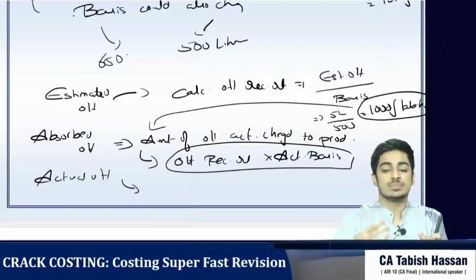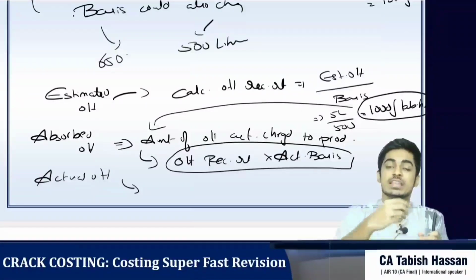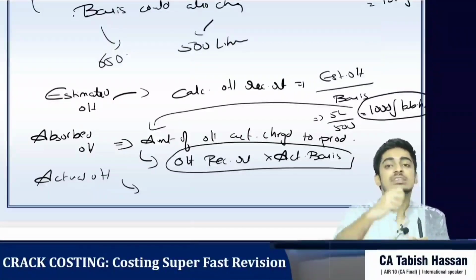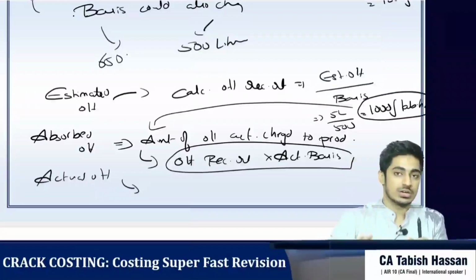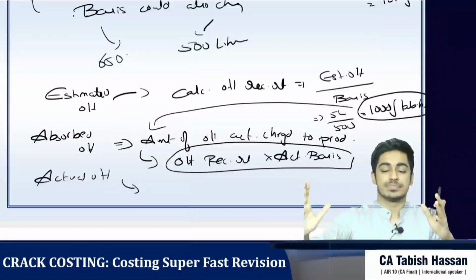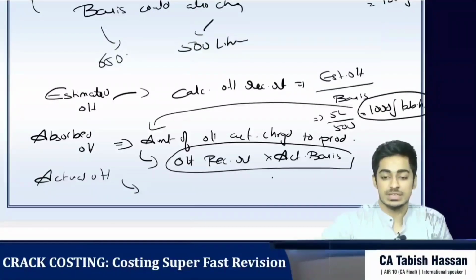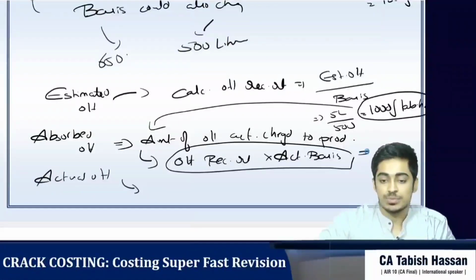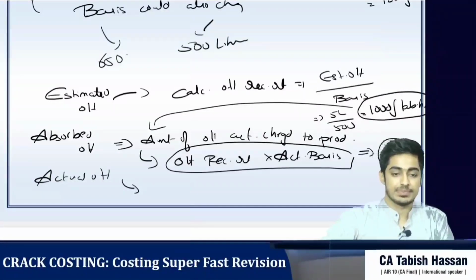In the given example, it was labor hour. So as and when the labor works for an hour, we charge 1000 rupees to the product as overhead. This keeps on happening. And say for example, at the end of the year, the overhead absorbed is 1 lakh. That is the absorbed overhead.